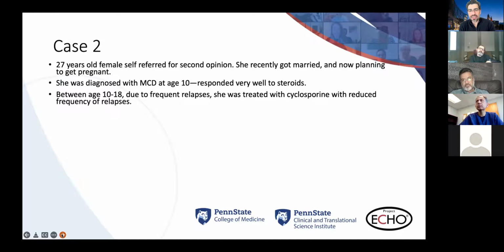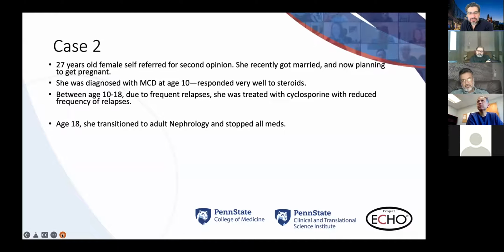She had frequent relapses. They tried cyclosporin with some help in reduction in the frequency of relapses, but she has had many courses of steroids as well, on top of sometimes baseline cyclosporin. Sometimes she was off the medicine, so there was some mixed compliance as well. When she transitioned from peds to adult nephrology, all the medicines were stopped. I think she moved to a different state.